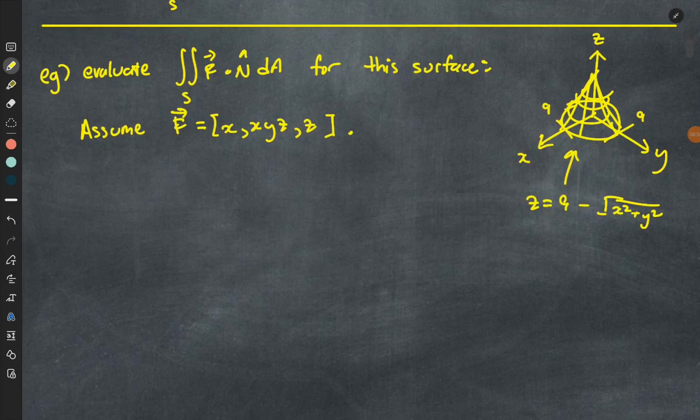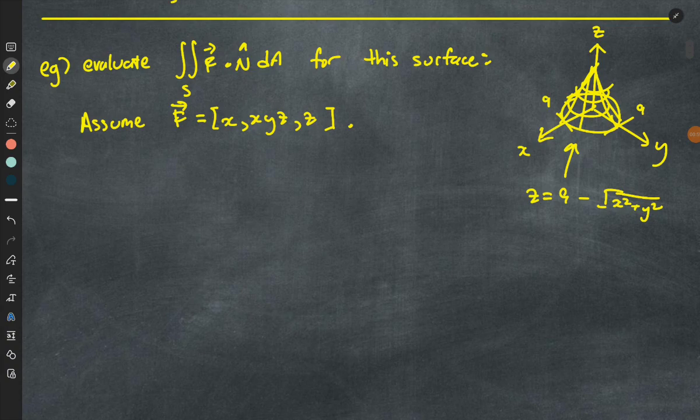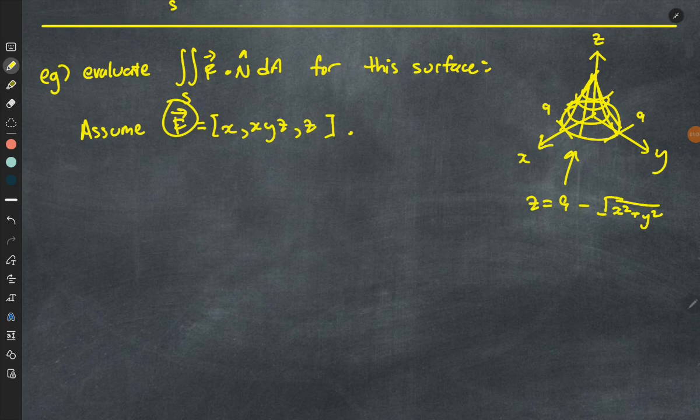For example, this problem that I'm going to go through in a moment, you're given a vector field because it has this arrow at the top of the F function, and it has an x, y, and z component. So you have to use a flux integral to solve this problem.